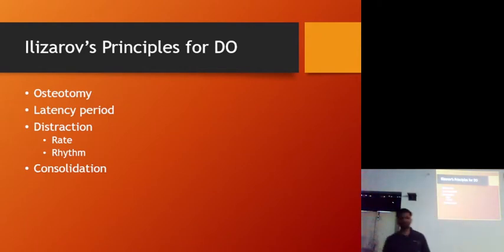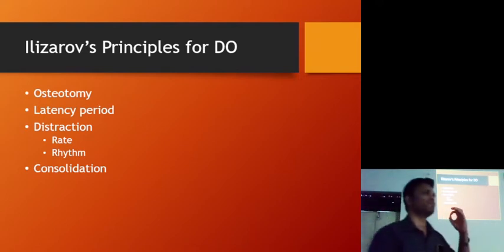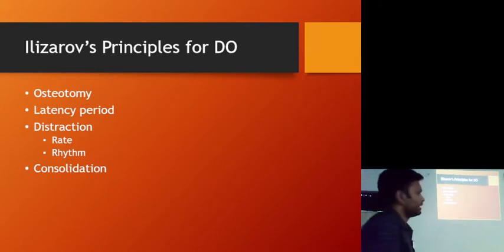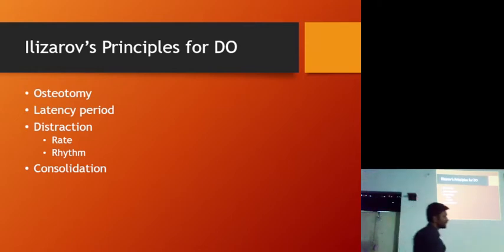So Elizarov gave these principles. First, the osteotomy, as I told you, we have to perform the osteotomy with minimal periosteal stripping. We have to make sure that there is minimal hampering of the blood supply. Okay, that is the first thing. Now, then we have the latency period. Latency period is, इसमें हमें कुछ नहीं करना है, we just fix the bone after fracturing.